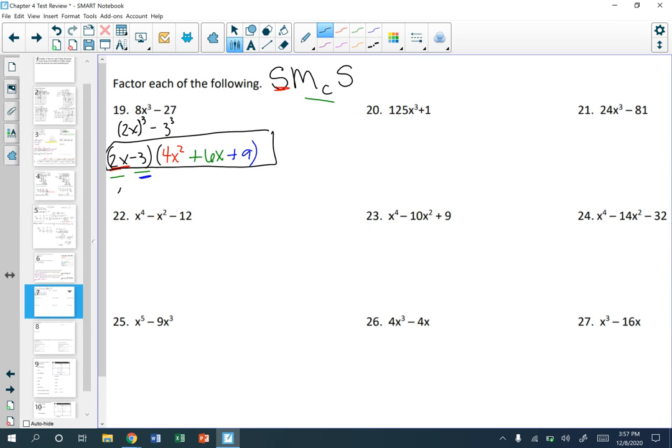For number 20, we see the same thing, another sum, this time of 2 cubes. 125 can be rewritten as 5 cubed, and then 1 is just 1 cubed. So I'm going to pull out a 5x and a 1. Then I'm going to square to get 25x squared. Multiply and change the signs, so negative 5x, and then square my last term, plus 1.